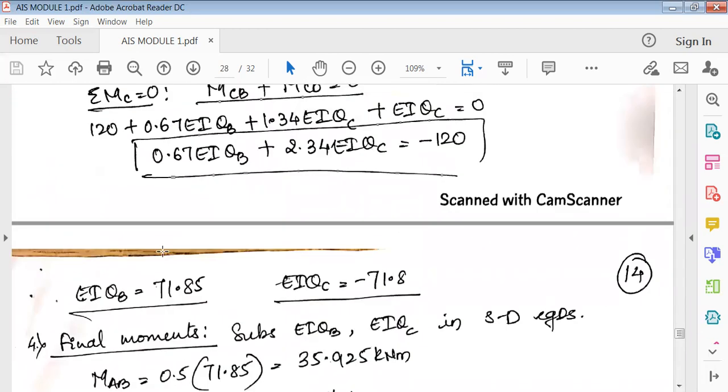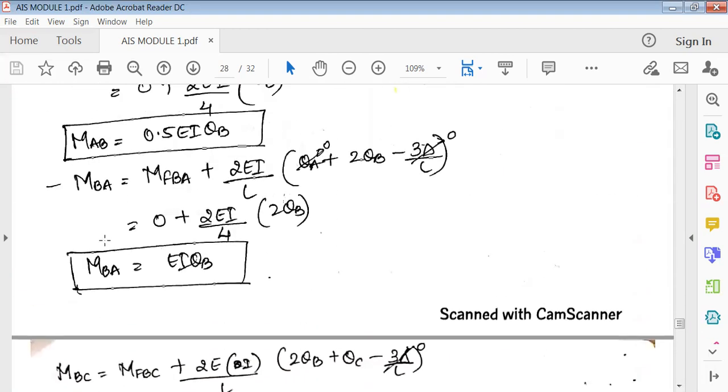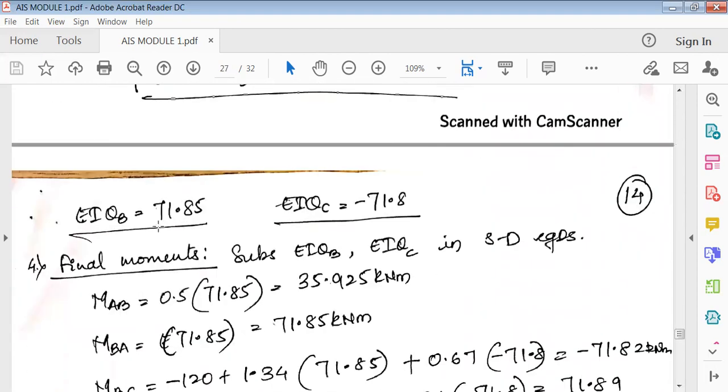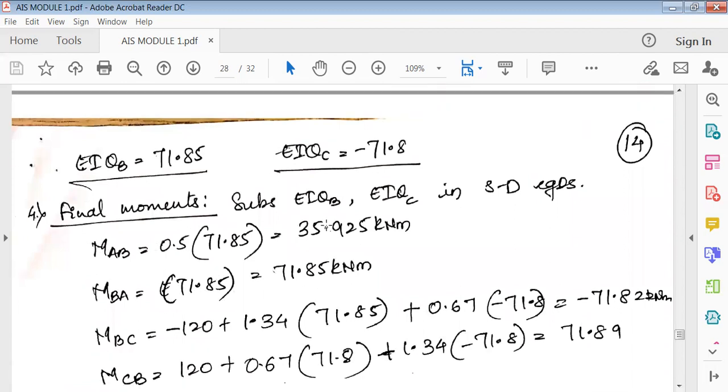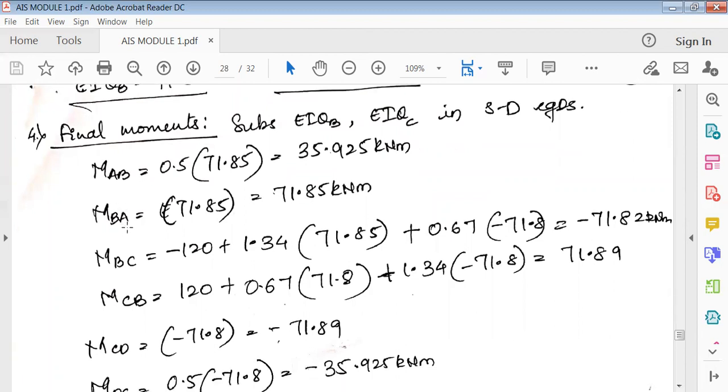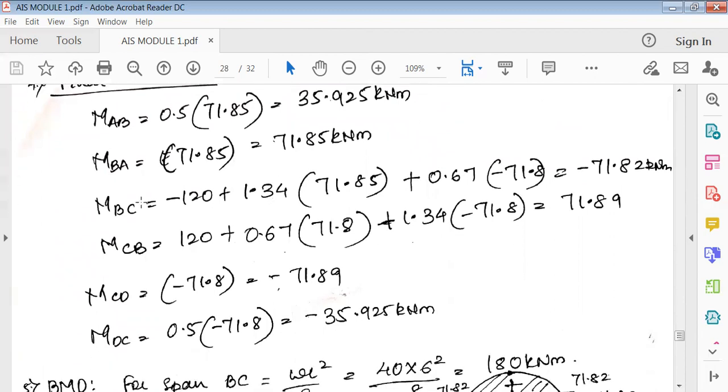So when you substitute in the final moments, that means what you have found out here, that is MAB. So it is 0.5. Instead of EI theta b, substitute 71.85. So you'll get MAB 35.92. And similarly MBA, again substitute the values, you'll get 71.85. Now the check is MBA and MBC should be equal and opposite. The magnitude should be equal, but the signs should be opposite. Similarly MBC, again when you substitute all the values, be careful with the signs also. So it is 71.85, this is minus 71.8.